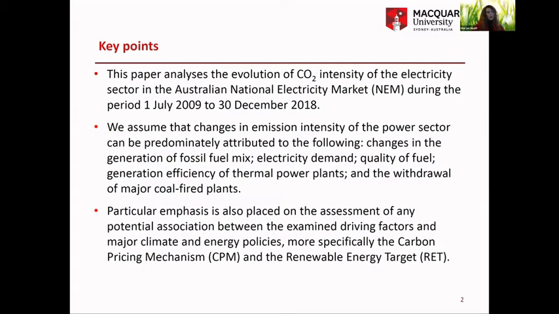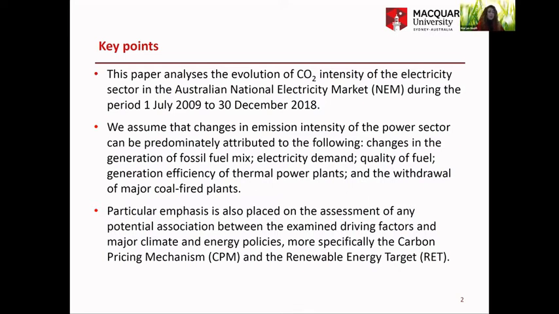But in Australia, there are other factors that could impact emission intensity, and this is why we decided to study them. One was the withdrawal of major coal-fired plants, more specifically in 2016 and 2017. In Australia, more than 10 coal-fired plants were removed from the market, and we wanted to study the impact on emission intensity. And of course, because Australia signed the Paris Agreement on 10th of November 2016, they have energy and climate policy in place to combat climate change. We wanted to put particular emphasis on assessing any potential association between the driving factors and major climate and energy policies.